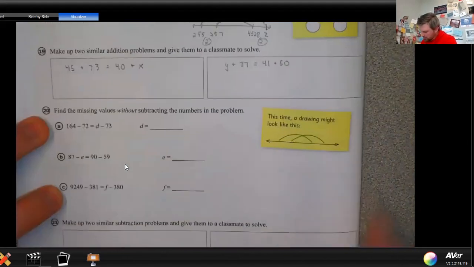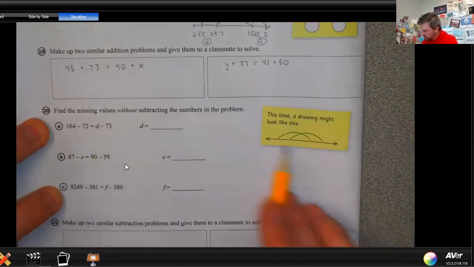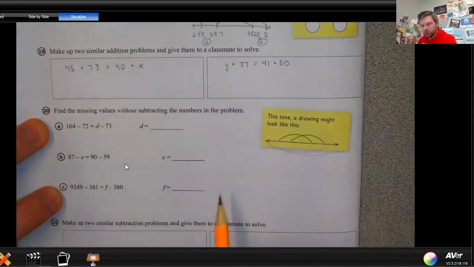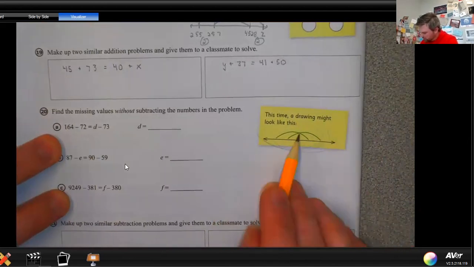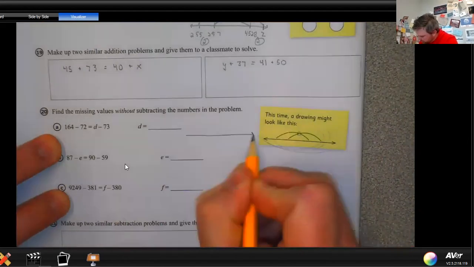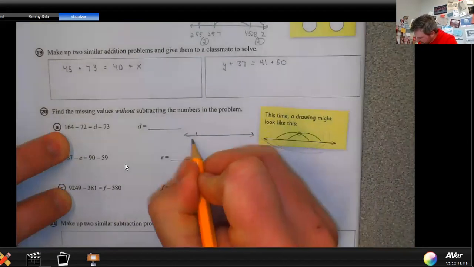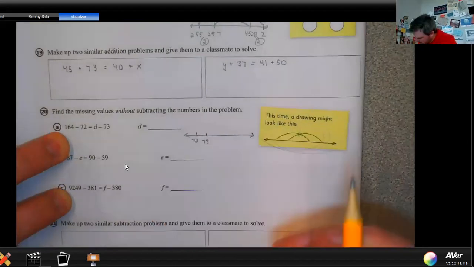Okay, so find the missing values without subtracting the number. And it says you can use this number line model here to help you out. Remember with the subtraction here, we do have crossing. So if I form this number line here, I have 72 and 73. That's a difference of 1.